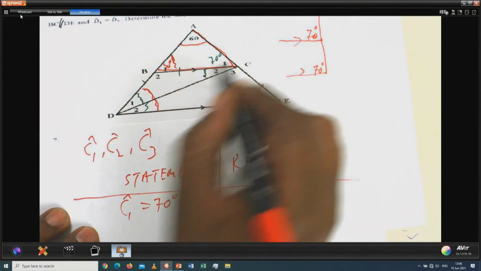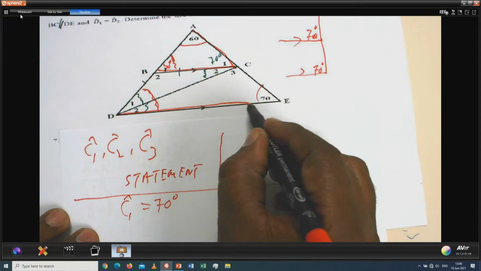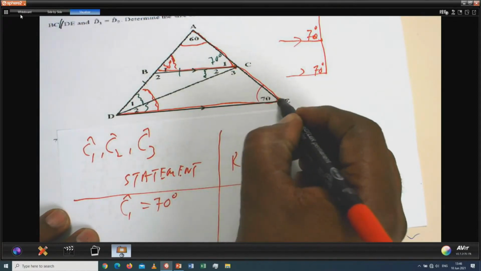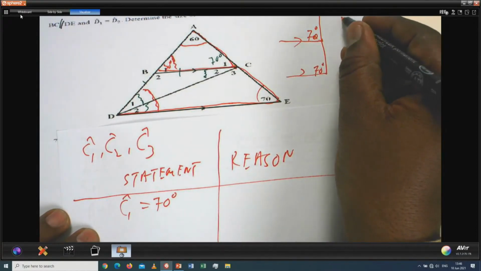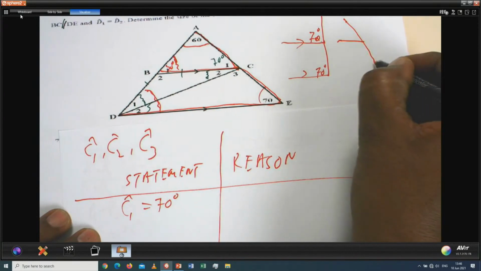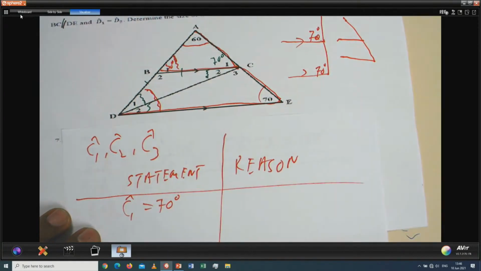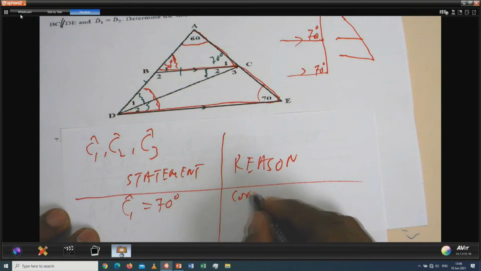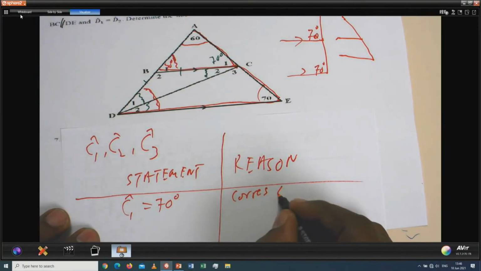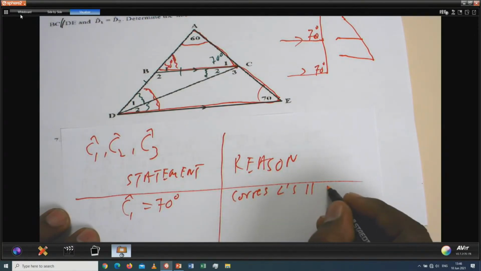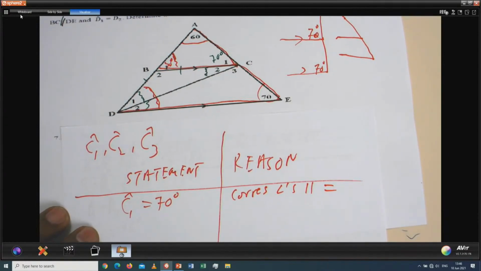Use your crayons, make sure it's not messy. That kind of F looks like this, but it's an F nevertheless. Corresponding angles of parallel lines are equal. That is C1.